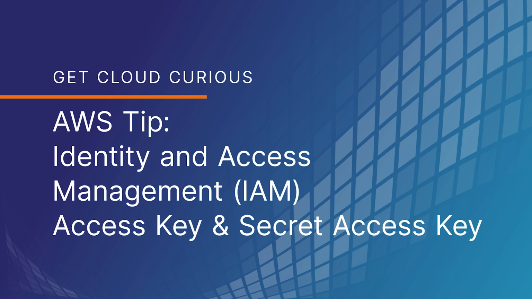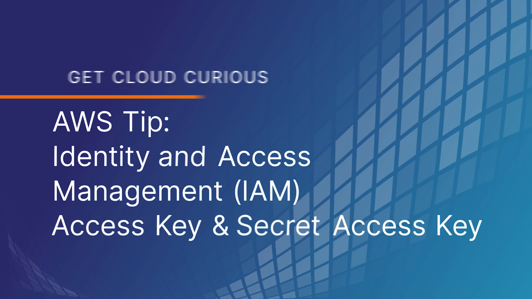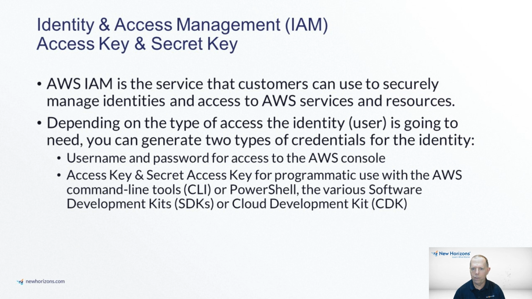Today I have a helpful tip for you regarding AWS Identity and Access Management with access keys and secret access keys. Let's get started. First of all, we are working with the Identity and Access Management system in AWS. If you don't know, IAM is the system we use to create user accounts, group accounts, and control access to resources, aka permissions, using things like policies and roles.